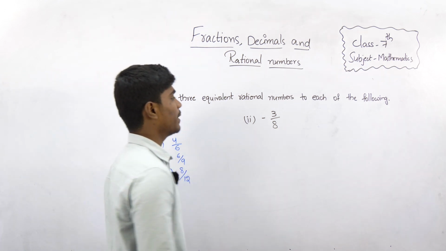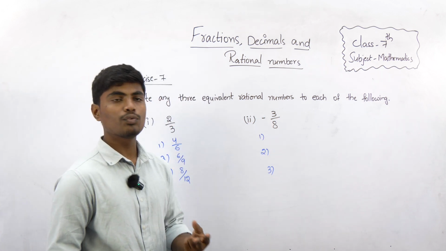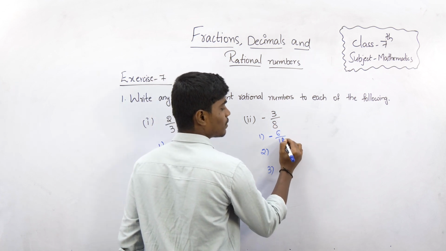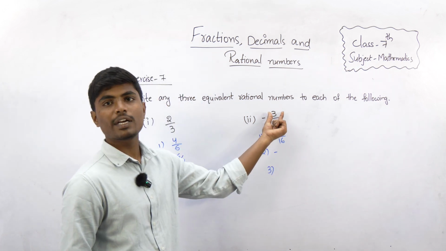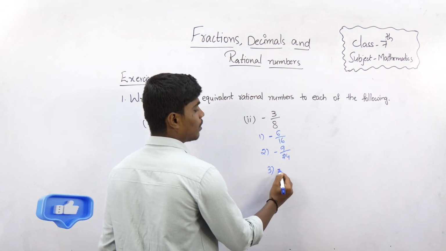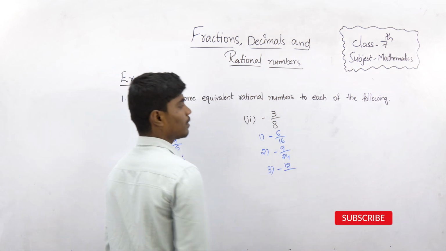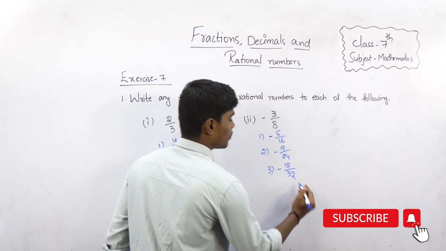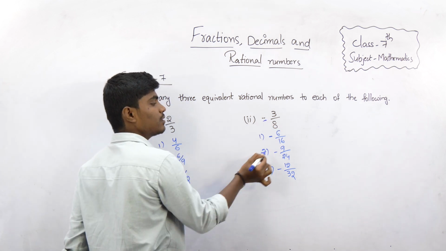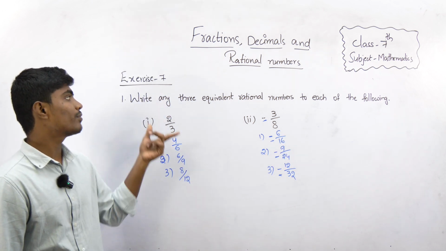Now let's come to minus 3 by 8. Let's multiply numerator and denominator by 2 first. So minus 3 2s are 6, 8 2s are 16. Now the second one, multiply numerator and denominator by 3. 3 3s are 9, 8 3s are 24. Now let's multiply numerator and denominator by 4. 3 4s are 12, 8 4s are 32. These are the three equivalent rational numbers for minus 3 by 8. See, here we have minus, so we have included minus in each equivalent rational number. So this is the solution for the first one.